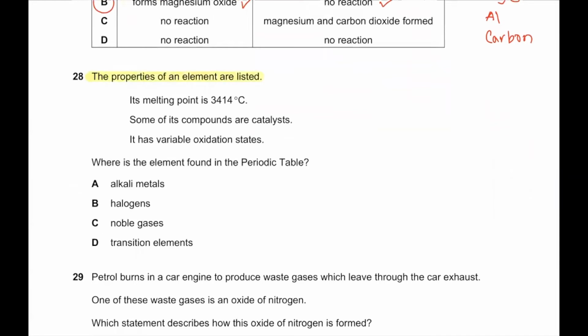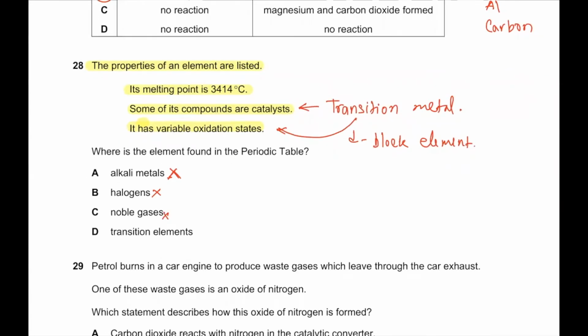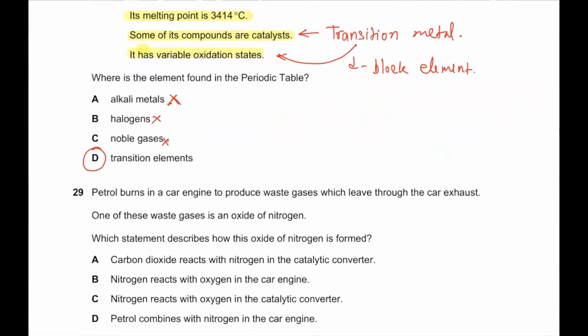The properties of an element are listed. Its melting point is 3414 degrees Celsius, a very high melting point. Some of its compounds are catalysts. We know transition metals form very good catalysts. It has variable oxidation states, which also indicates a transition metal, a D block element in the periodic table. So alkali metals, definitely not. Halogens, obviously not, they are non-metals. Noble gases are non-metals. So transition element is the correct answer.